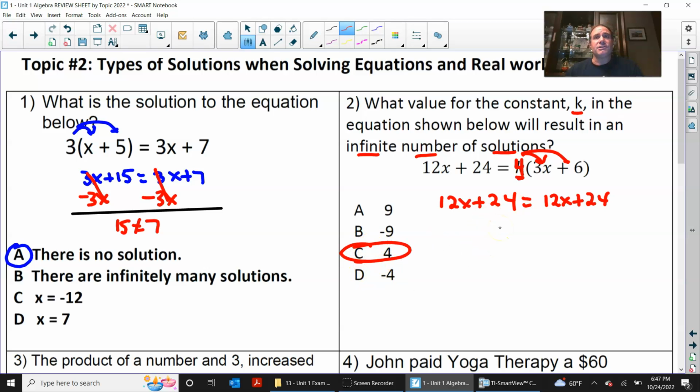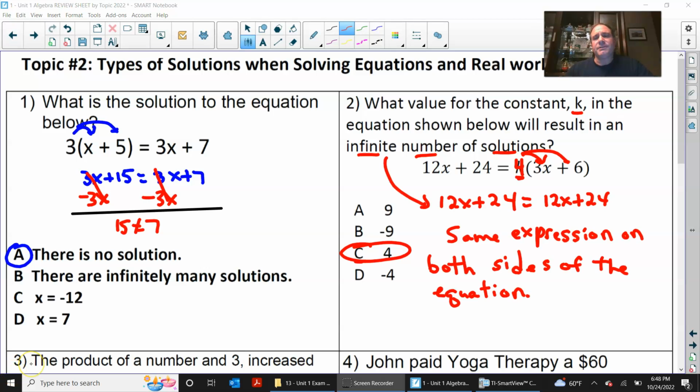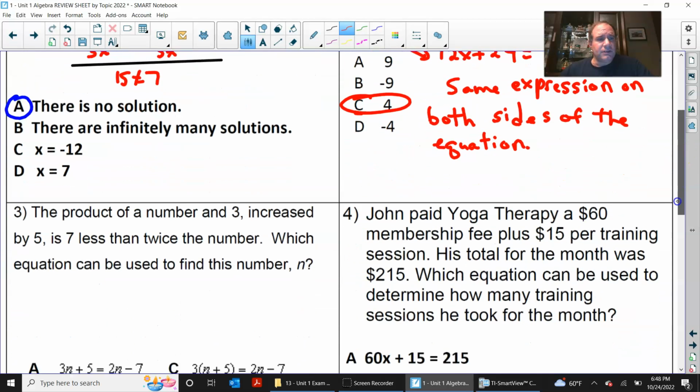Remember the same expression on both sides. You have the same expression on both sides, you have an infinite number of solutions. And I put that there. Same expression on both sides results in an infinite number of solutions.